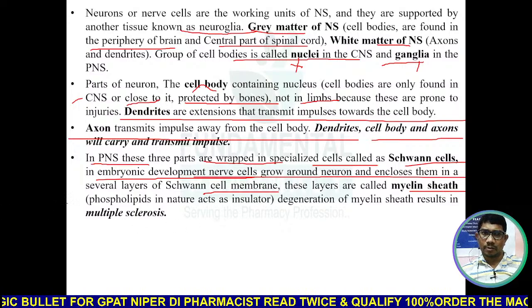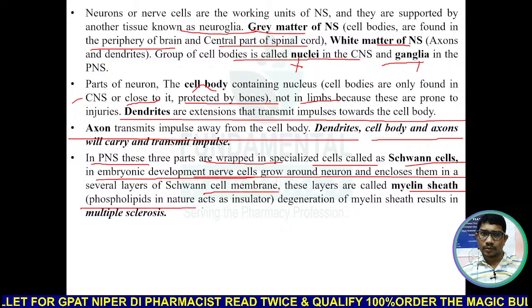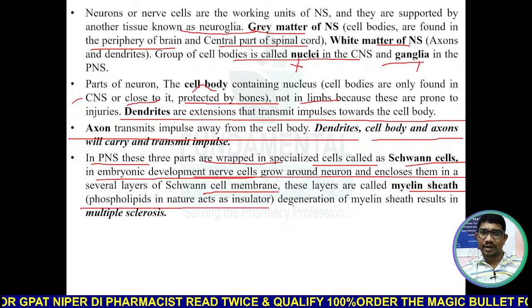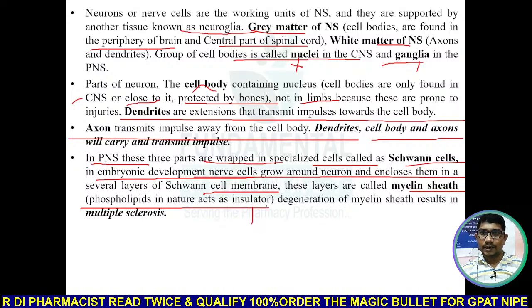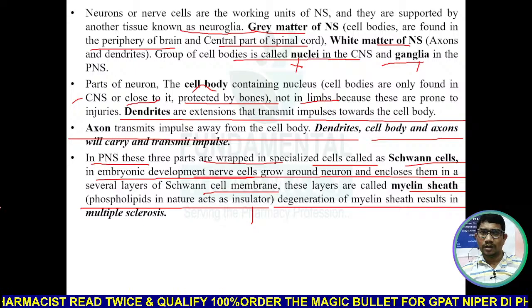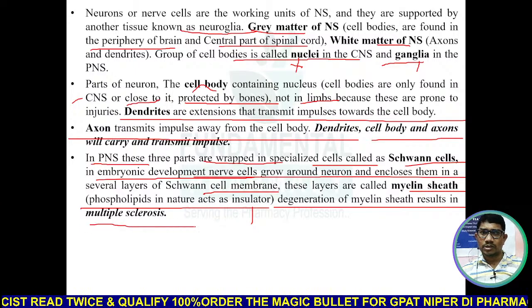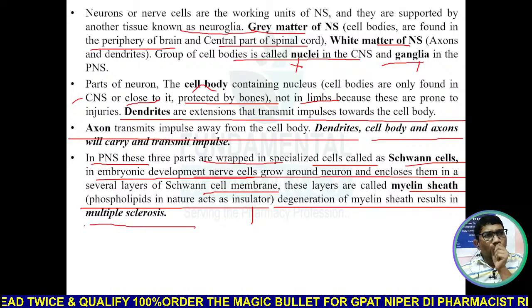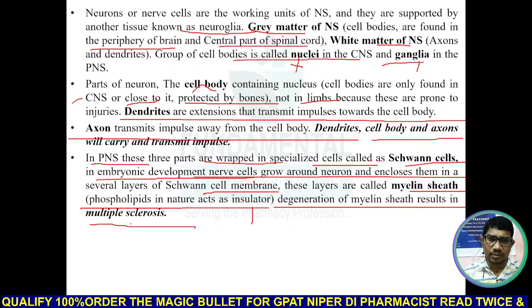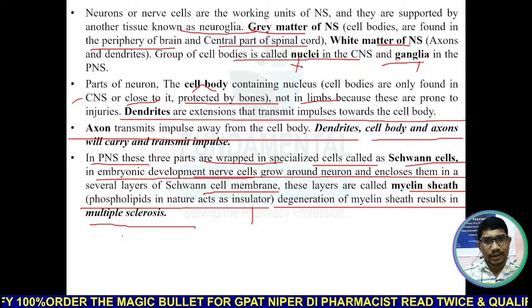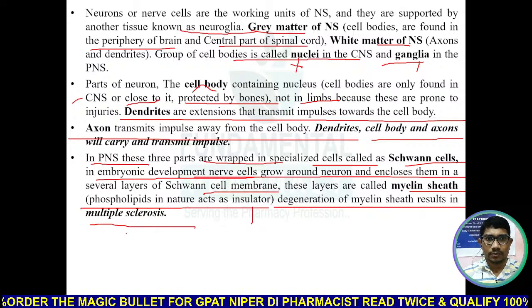Myelin sheath is made from phospholipids, and myelin will act as an insulator. Degeneration of myelin sheath results in multiple sclerosis. Multiple sclerosis is a nervous disorder. There is a degeneration of myelin sheath.